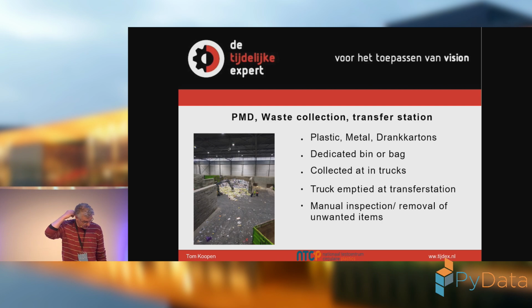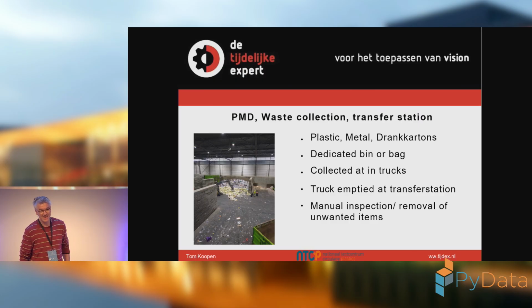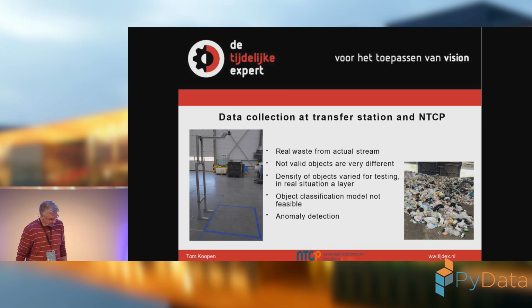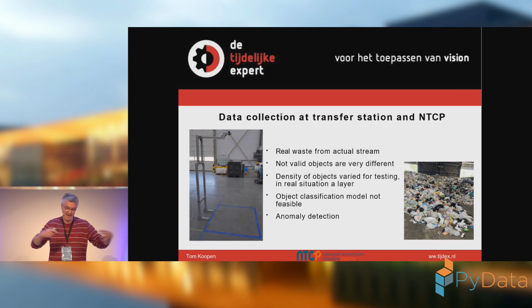So they asked us whether we could develop a computer vision system that at least recognizes things that shouldn't be in there. We looked a bit at the transfer station over there, and we thought, this is going to be a hard task, because it's a big pile and there are all kinds of objects in there. When we were looking there, it was also immediately clear that you just couldn't categorize what shouldn't be in there.